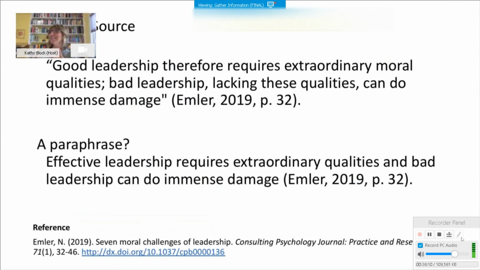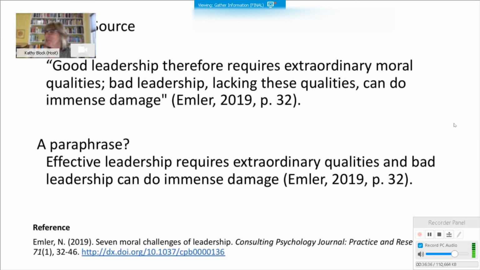So let's do a little bit of practice here. What I'm going to show you is another sentence from the Emler article, actually. It's a quote from that article, and then I'm going to show you a paraphrase. And we will run a poll to see if you think this paraphrase is an effective paraphrase or not.